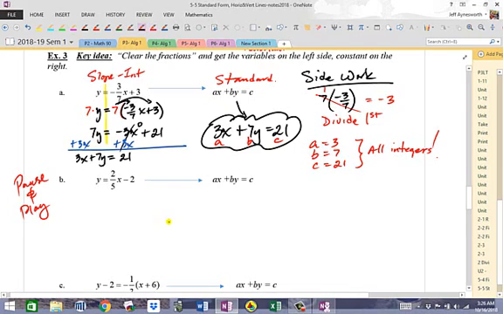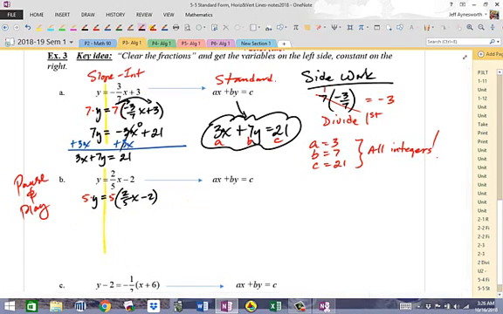The denominator is 5, so let's multiply both sides by 5. So here we go. 5 times y on the left equals 5 times the entire right side, which means you've got to distribute through the 5. Let me color code things better here, and do a little side work. So we've got 5y on the left, that's easy.